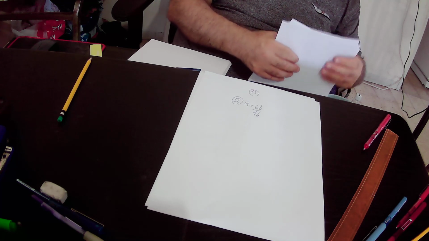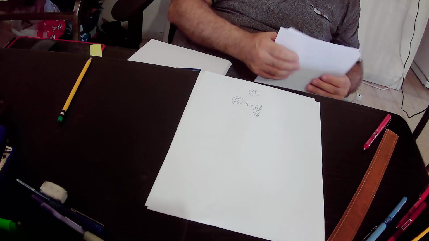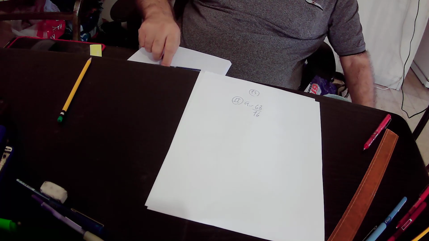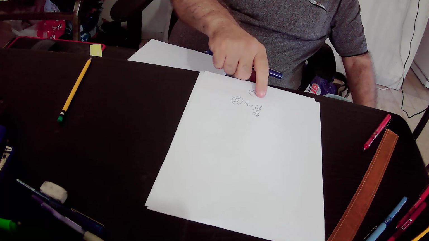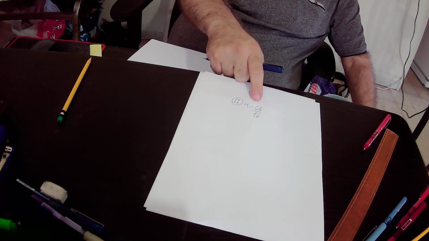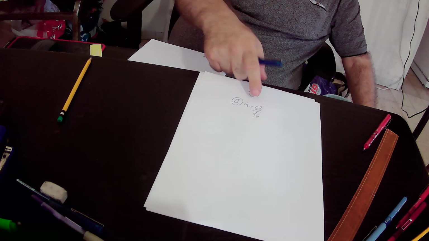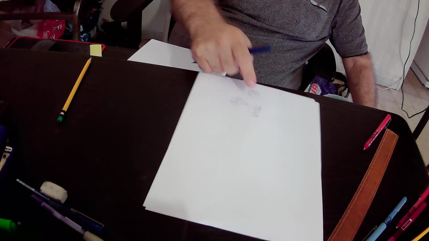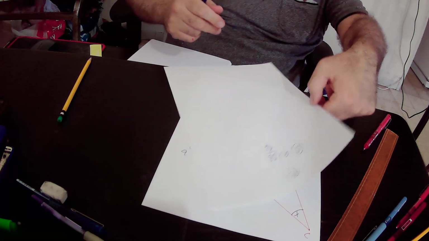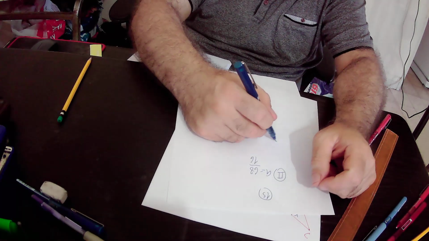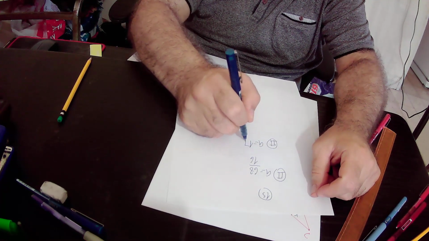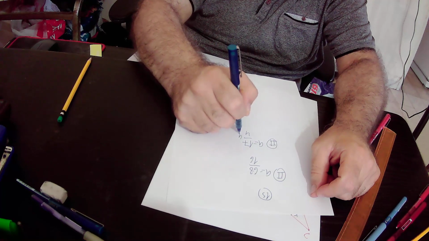And 68 over 16 is actually 17 over 4. Okay, we can divide the numerator and the denominator by 4, and we will get that A equals 17 over 4 units. We found out the value of A. A equals 17 over 4 units.